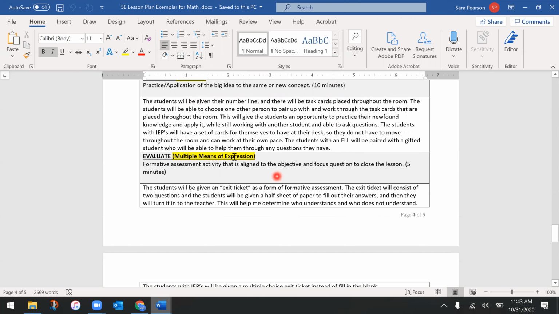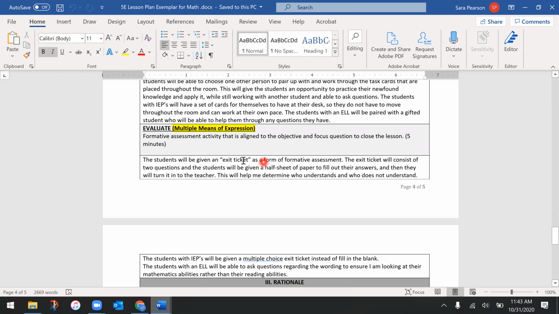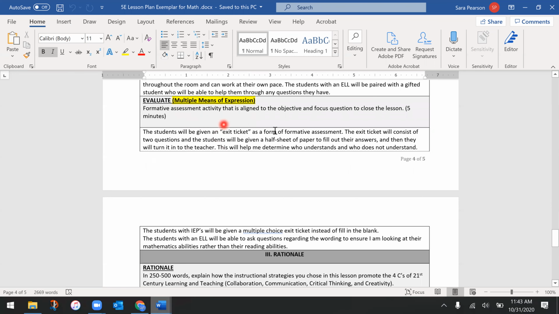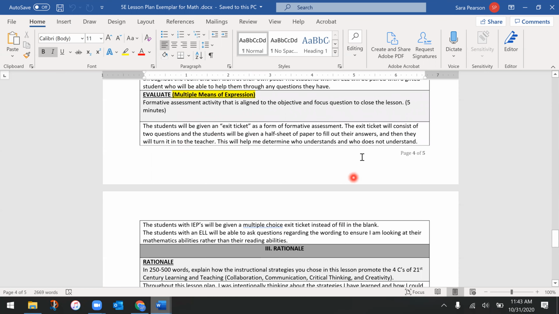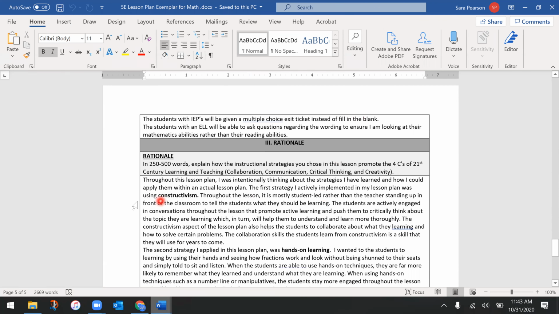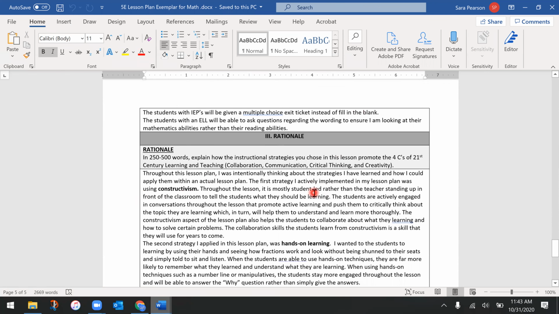Finally, in the evaluate section, that's the multiple means of expression. Please include those 5 questions here. This lesson plan didn't require 5 questions. It wasn't the same exact assignment. So you won't see the 5 questions here, but I can also use the questions above. And finally, we have our rationale with our 3 instructional strategies, and have those bolded for me.